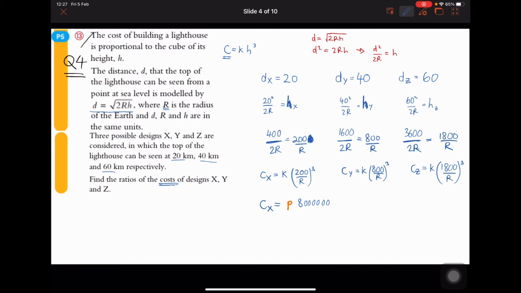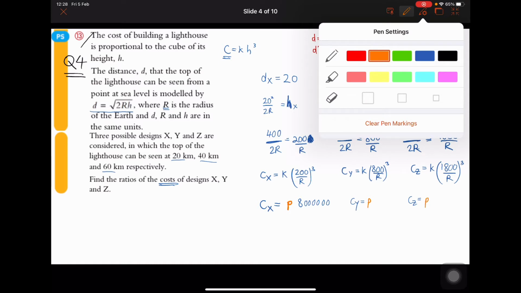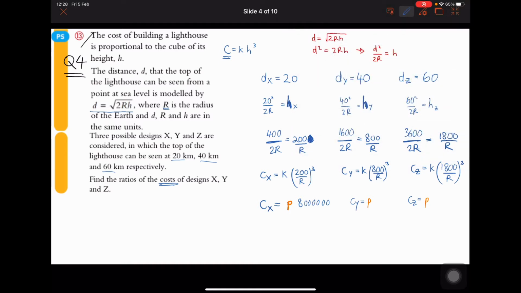Then cy or cz, they'll both have a constant in there, with the constant being k over r cubed. And here we have 8 multiplied by 8. 6, okay, it's better I use a calculator for this to avoid making mistakes. So 800 cubed, 512, 6 zeros. So 1, 2, 3, 4, 5, 6.